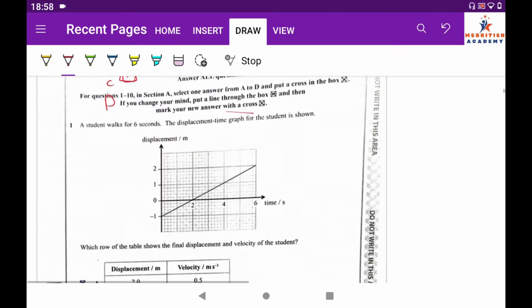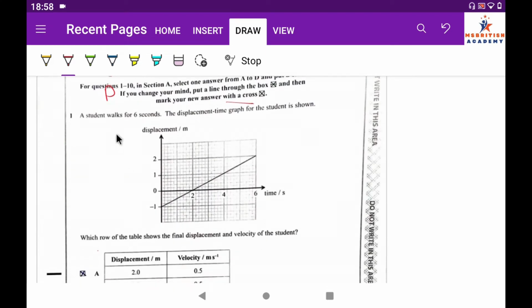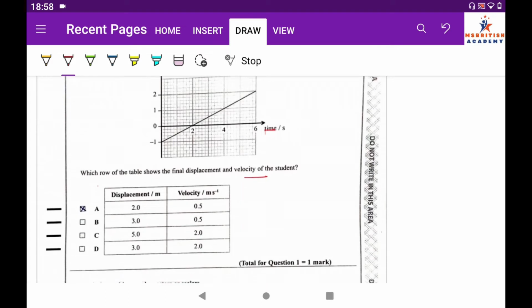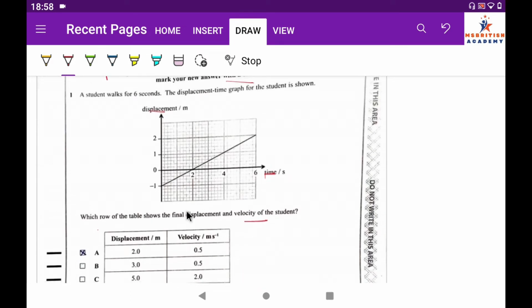Okay, question number 1. A student walks for 6 seconds. The displacement time graph for the student is shown. A displacement versus time graph is given to us. Which row of the table shows the final displacement and velocity of the student? What we need to calculate is the final displacement and velocity of the student. So first we have to calculate the final displacement.